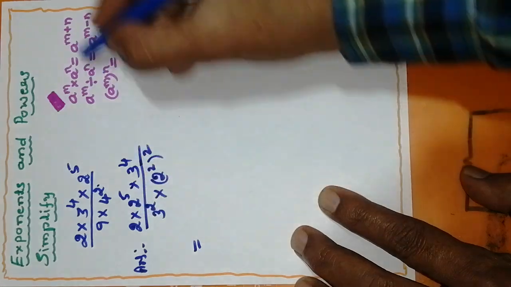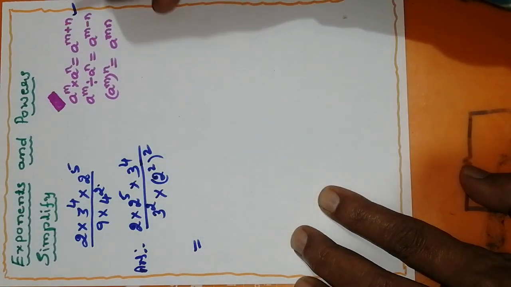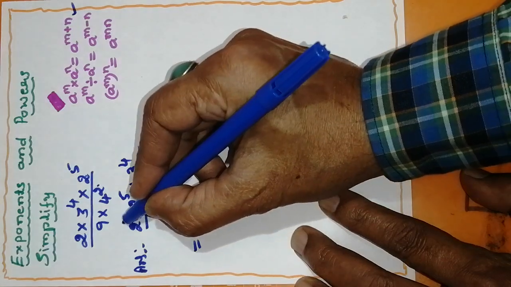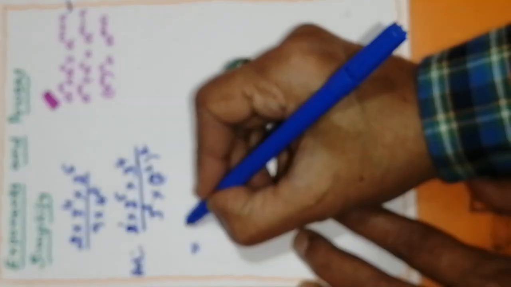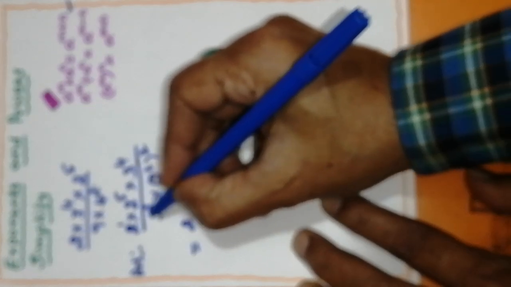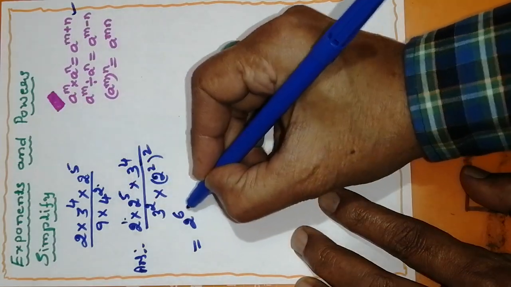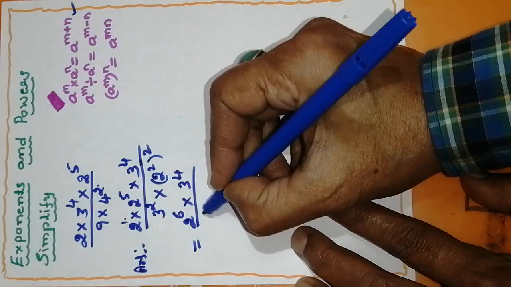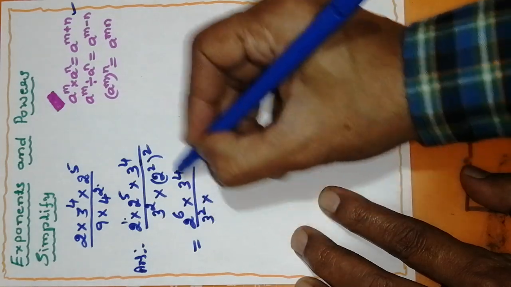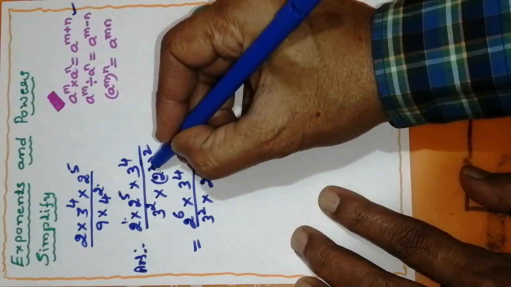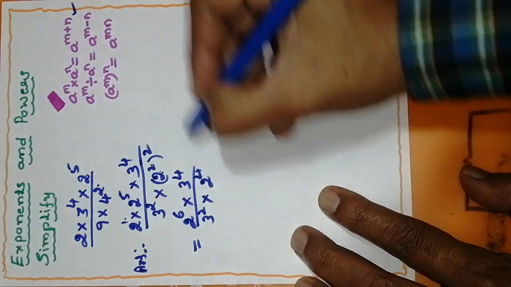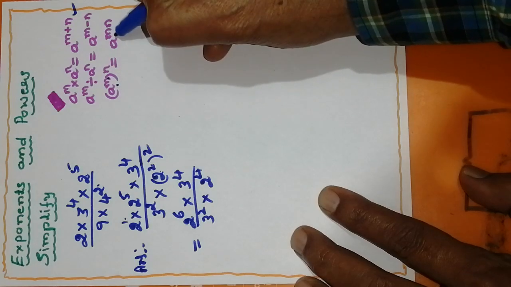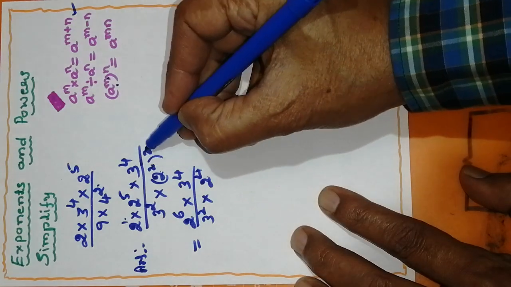This is equal to, a raised to m into a raised to n is equal to a raised to m plus n. Use this formula here. 2 to the power of 1 plus 5 is 6 into 3 to the power of 4 divided by 3 square into 2. 2 2s are 4. This formula: a raised to m whole raised to n is equal to a raised to mn. 2 2s are 4.